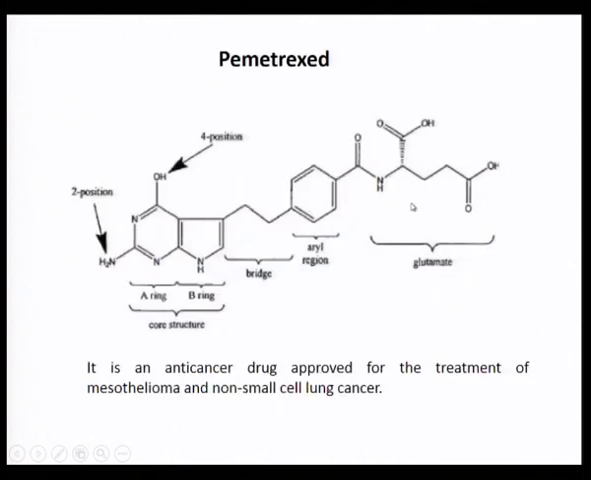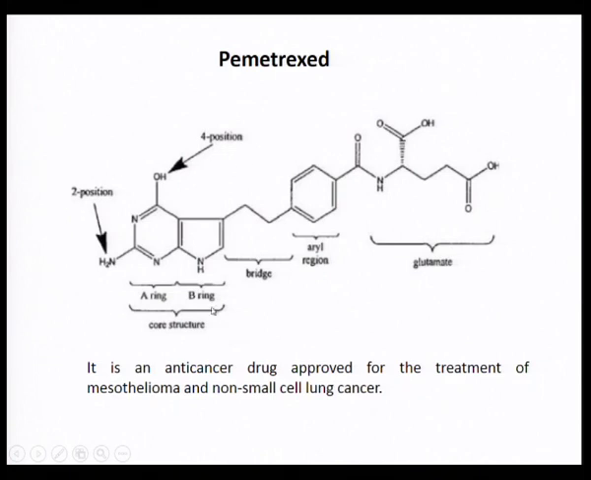Now, there is one more compound, what we call pemetrexed. Pemetrexed is basically an anti-cancer drug. It is used in the treatment of mesothelioma and non-small cell lung cancer. This category of compound is basically again a fraudulent derivative of folic acid. If you look at it, you have an indole compound. Actually, here you have the core structure, a pyrimidine ring, and then a pyrazole ring, and then there is a bridge, then you have the aryl moiety, and then you have the glutamate.